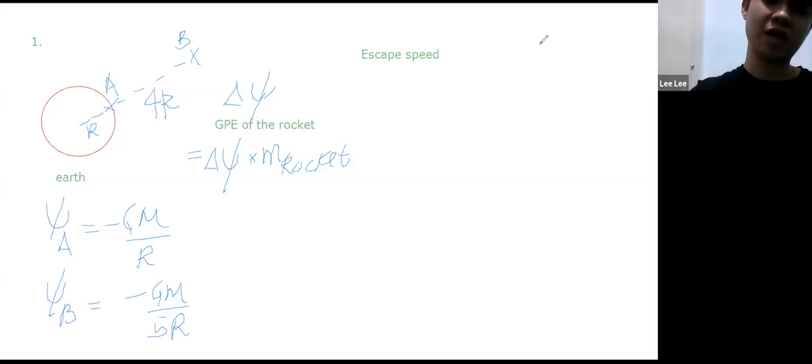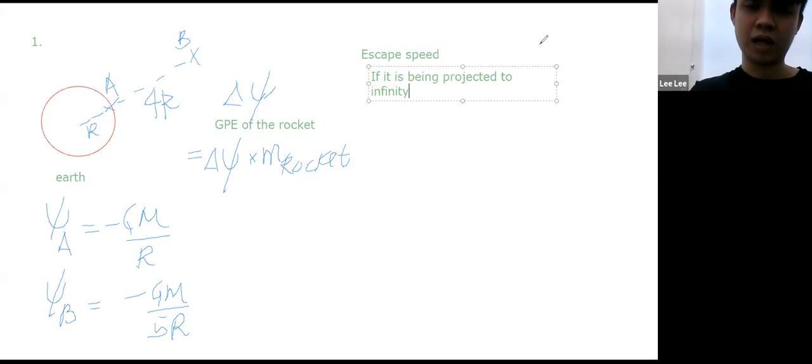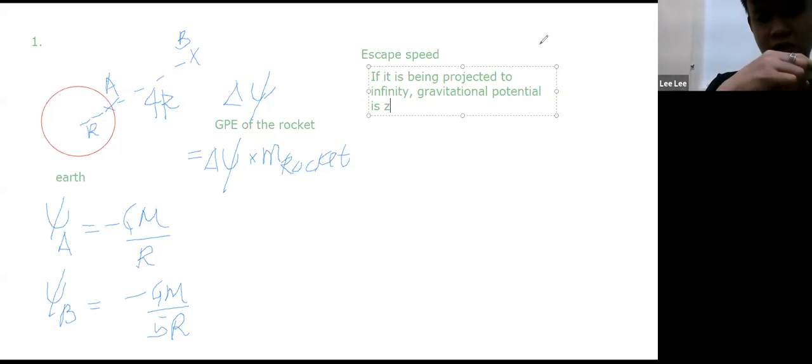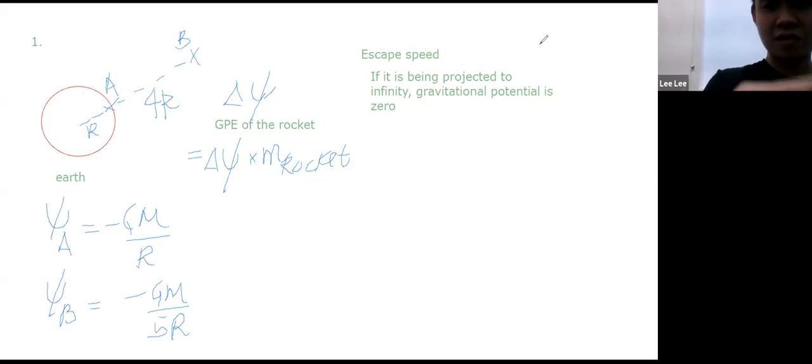So if I project it to infinity, I can say the gravitational potential is, if I project the thing to infinity, the gravitational potential, not the gravitational potential energy, the gravitational potential is 0. Anyone have questions until here?